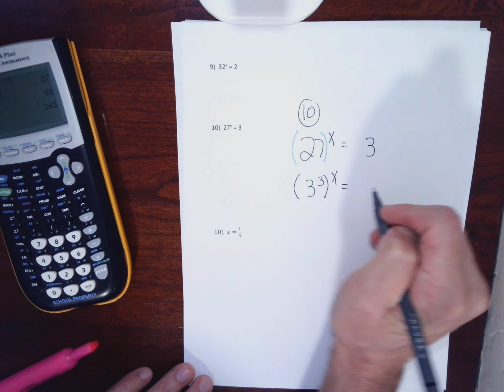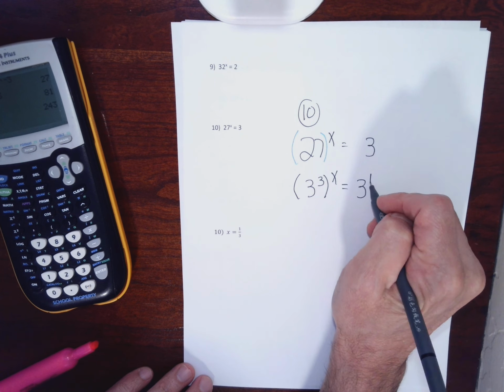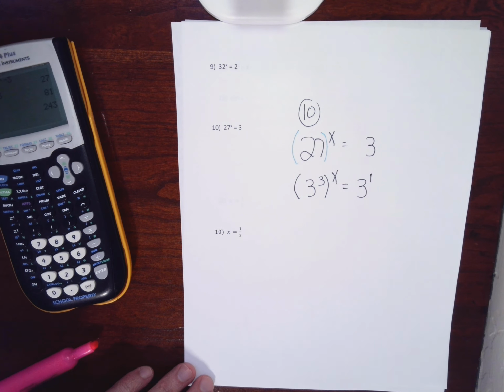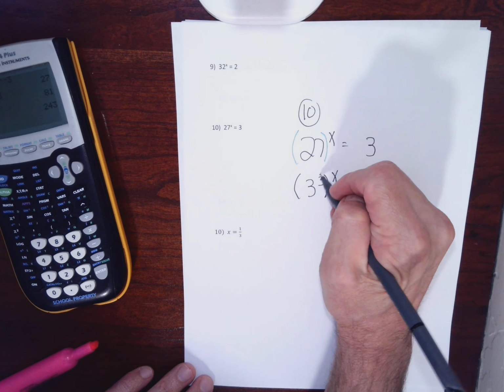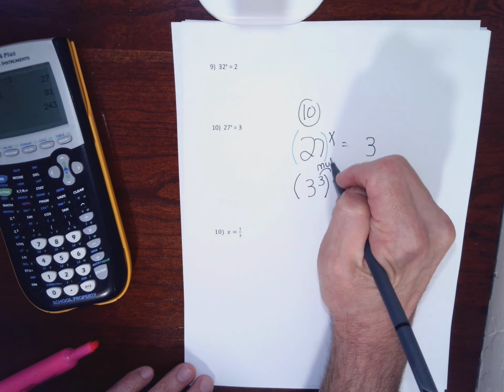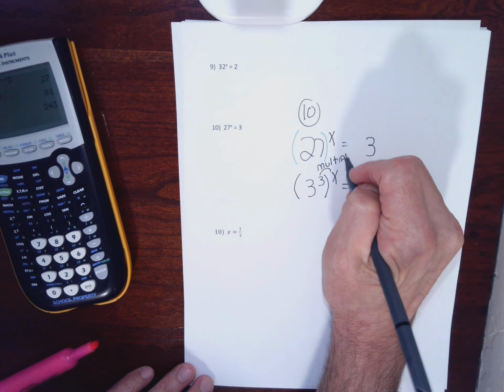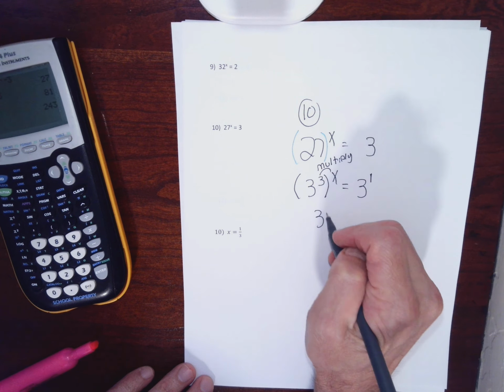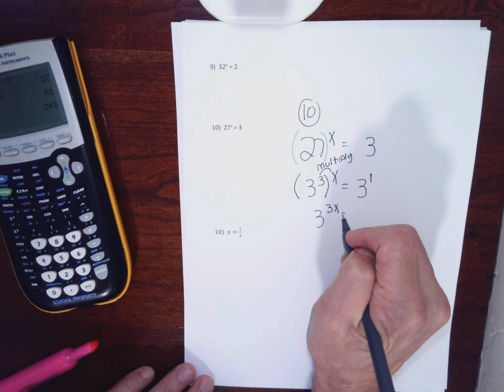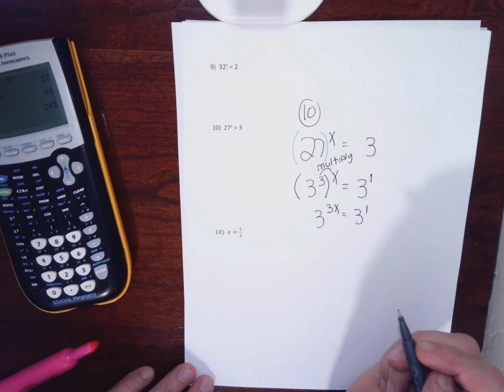And on the right-hand side, there's an implied exponent of 1. So I get 3 cubed to the x power equals 3 to the first. I need to multiply these exponents so I can clear the parentheses. This gives me 3 to the 3x equals 3 to the first.